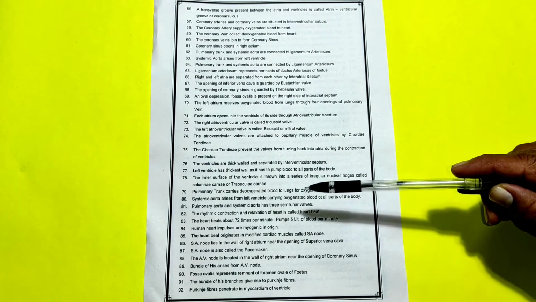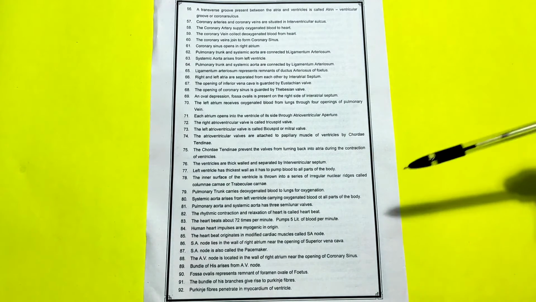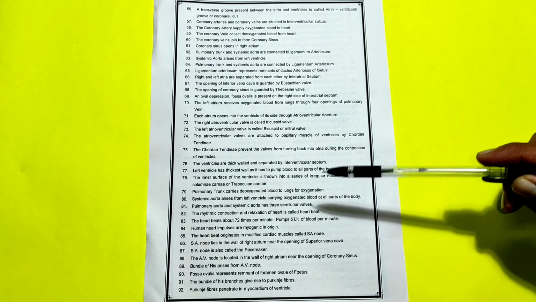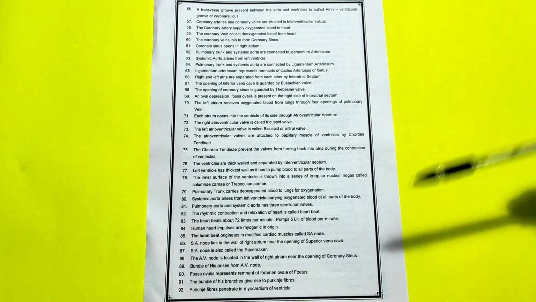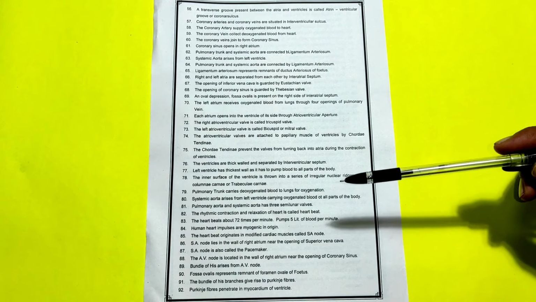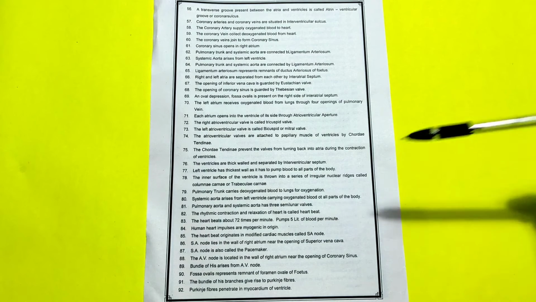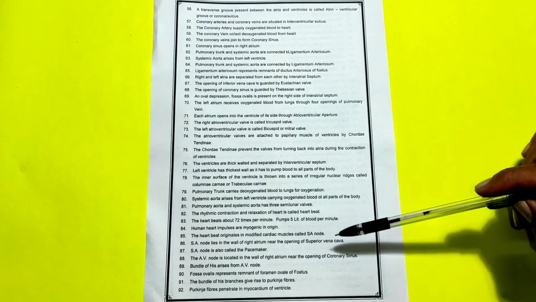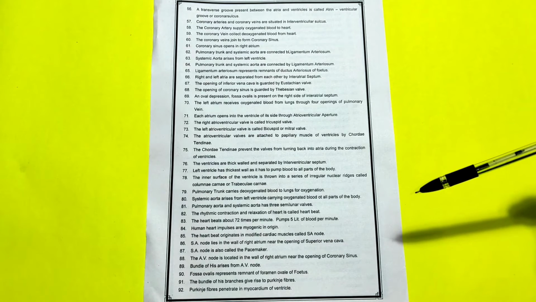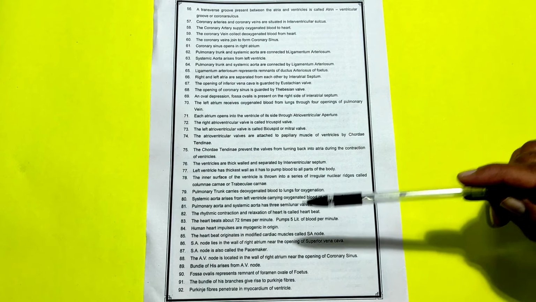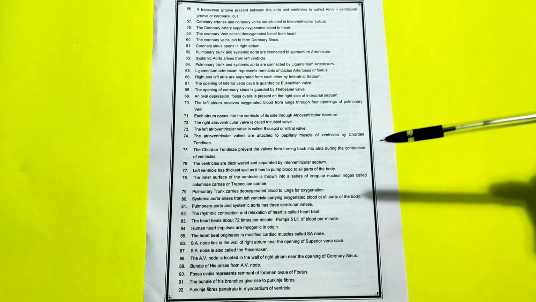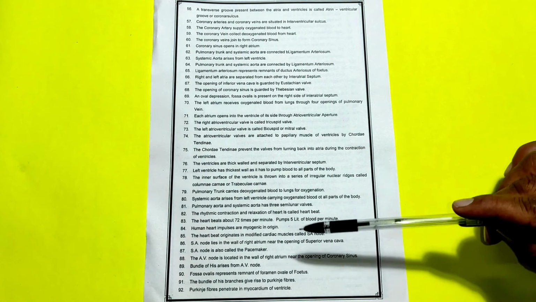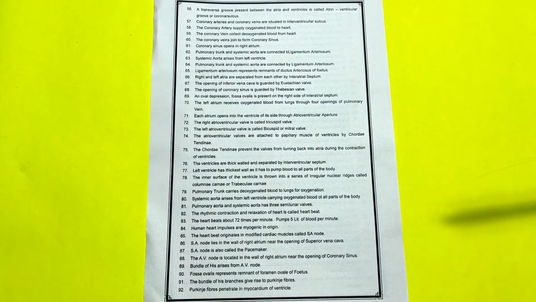The rhythmic contraction and relaxation of the heart is called heartbeat. The heart beats about 72 times per minute and pumps 5 liters of blood per minute. Human heart impulses are myogenic in origin. The heartbeat originates in modified cardiac muscles called SA node. SA node lies in the wall of the right atrium near the opening of superior vena cava. SA node is also known as pacemaker.